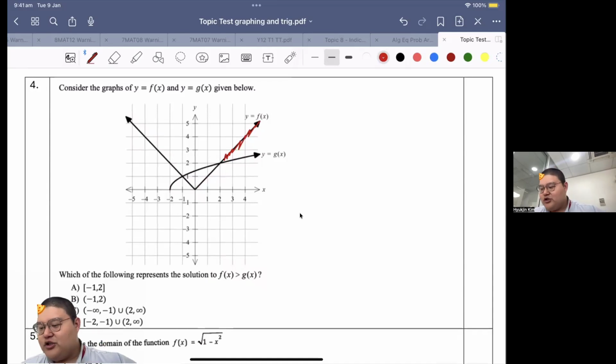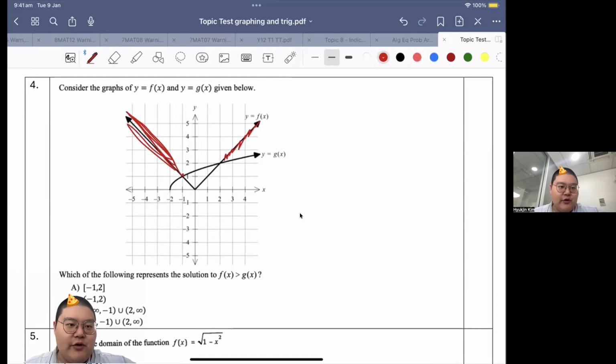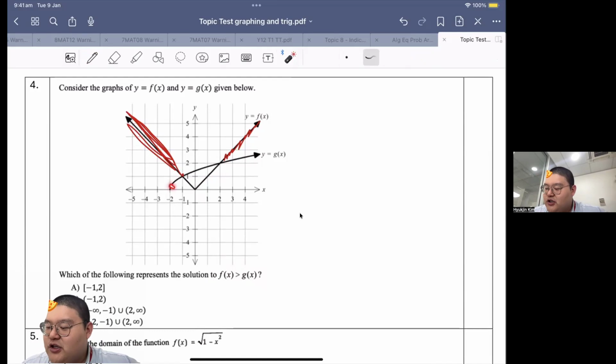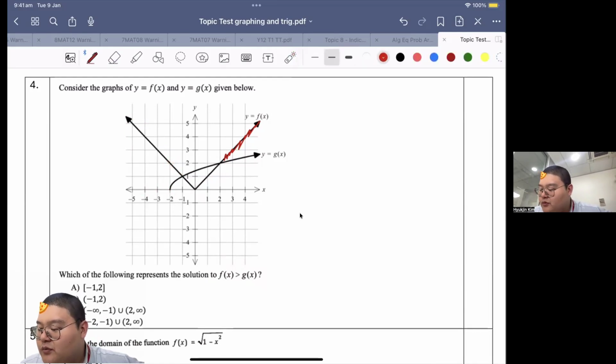Now, a lot of the students do make mistakes here. They say, oh, it's got to be right over here then. It's got to be greater. But fun fact, if the function doesn't exist beyond a certain point, nothing can be greater than this because it just doesn't exist to be compared with in the first place. So it actually has to stop at -2. So -2 to -1, and then anything greater than 2. So it's option D. Not these, not this, not this.